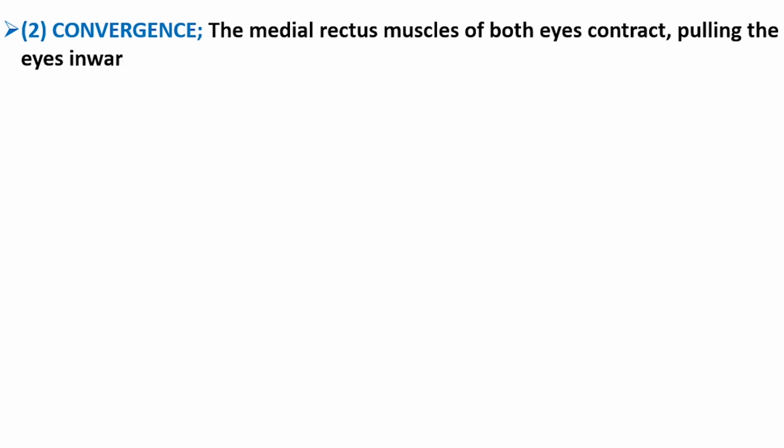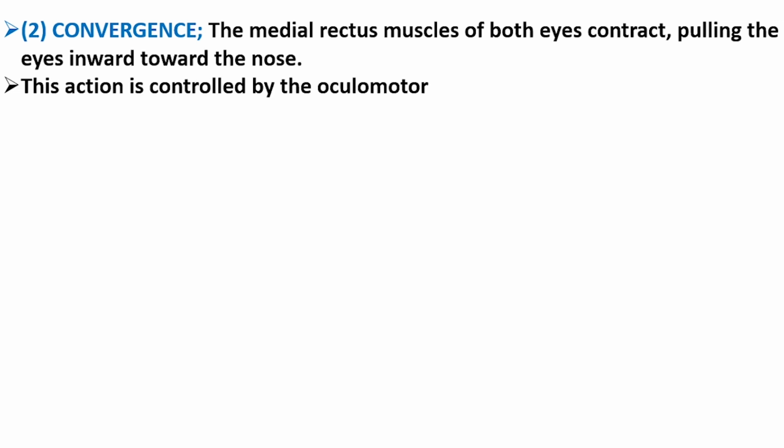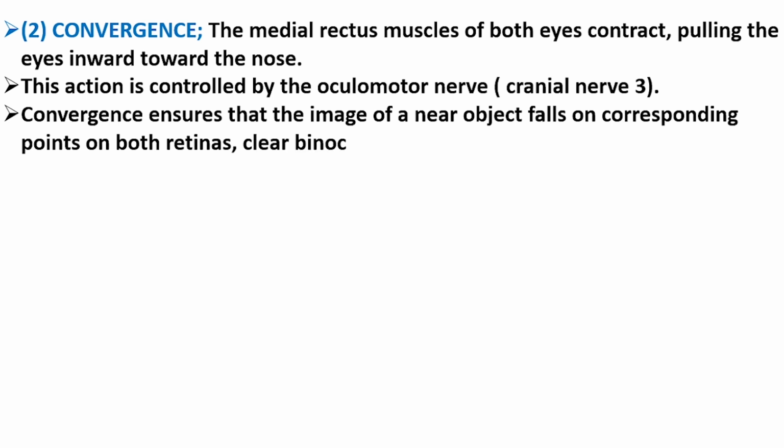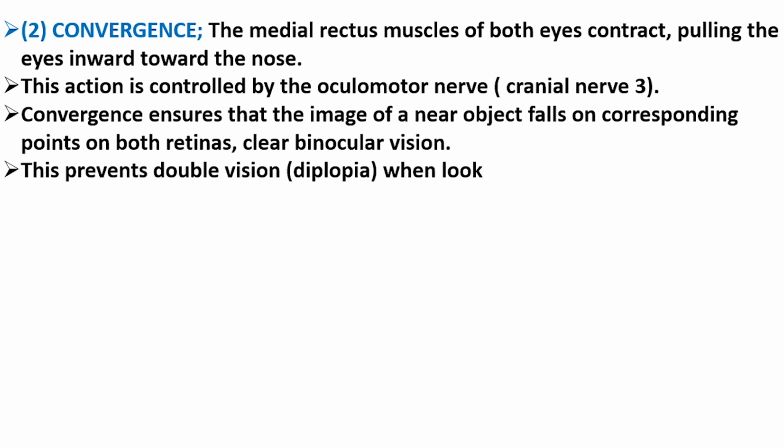2. Convergence: the medial rectus muscles of both eyes contract, pulling the eyes inward toward the nose. This action is controlled by the oculomotor nerve, cranial nerve 3. Convergence ensures that the image of a near object falls on corresponding points on both retinas, giving clear binocular vision. This prevents double vision, diplopia, when looking at close objects.